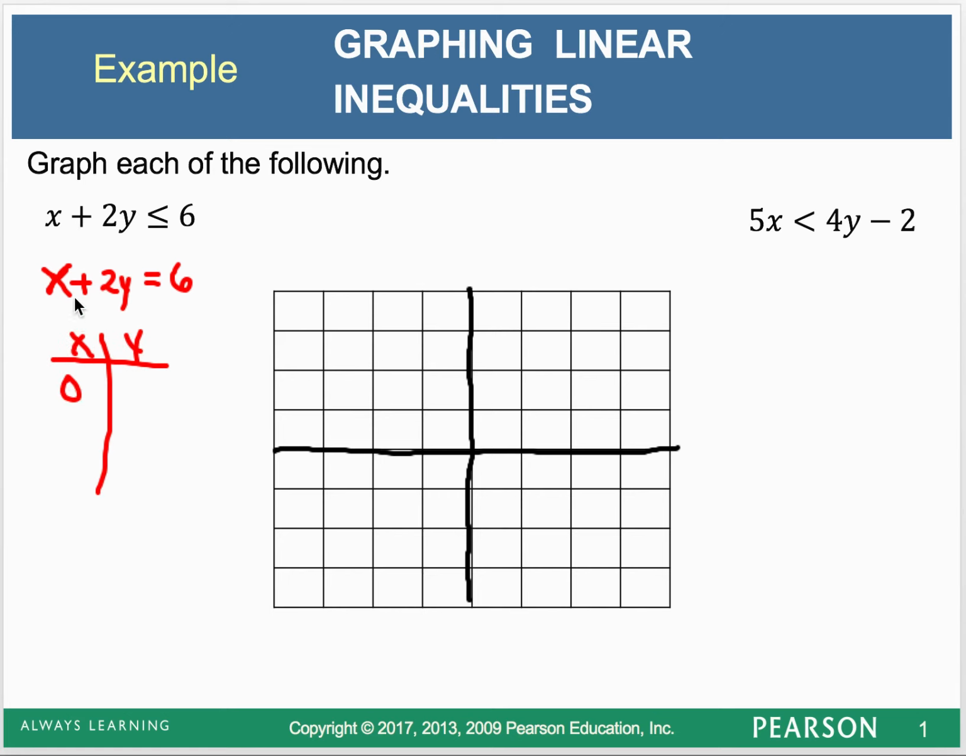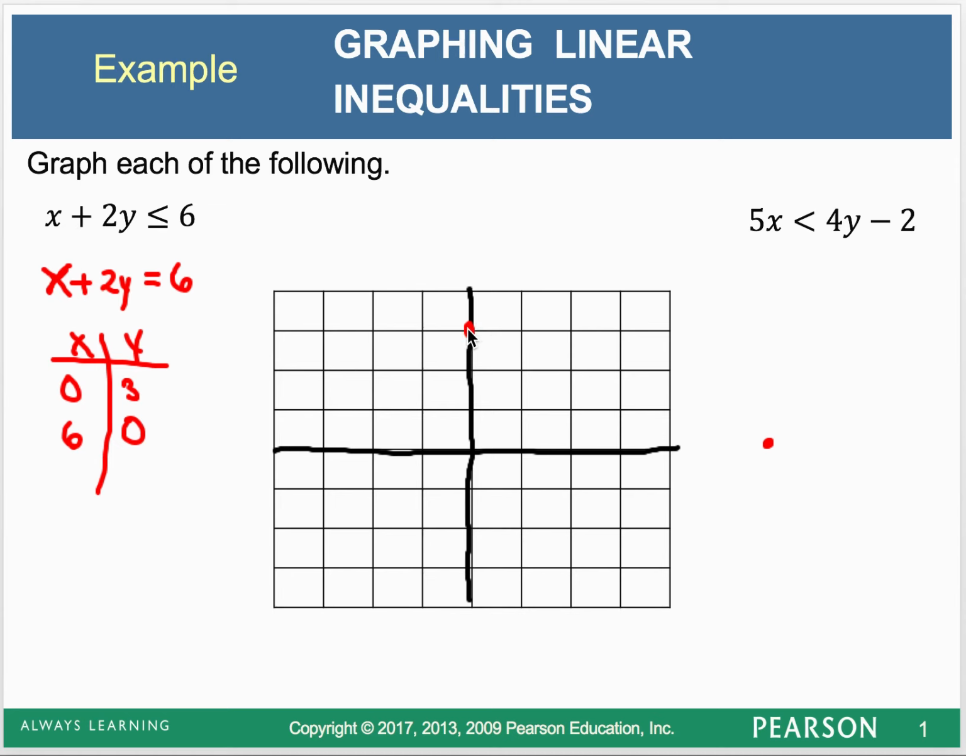If x is 0, y is 3. If y is 0, x is 6. And you quickly get 2 points. All right, so I'm going to plot these 2 points. If you need help or a review with just graphing the specific linear equations, let me know. Do something because you got to know that. Okay, so 0, 3, and then 6, 0. We'll just extend it over here.